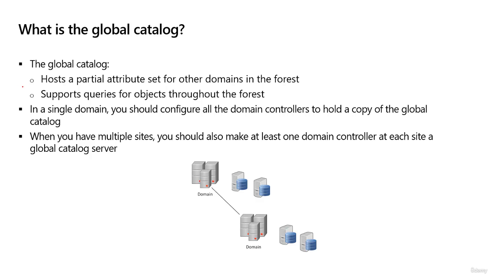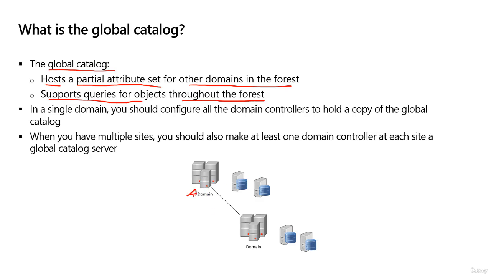One of the important roles we also have in Active Directory is the global catalog. Now, some technical jargon to describe this that Microsoft always uses. They will always say the global catalog hosts a partial attribute set for other domains in the forest and supports queries for objects throughout the forest.